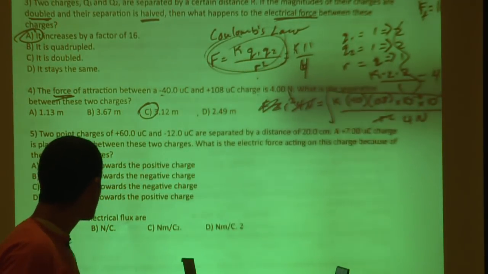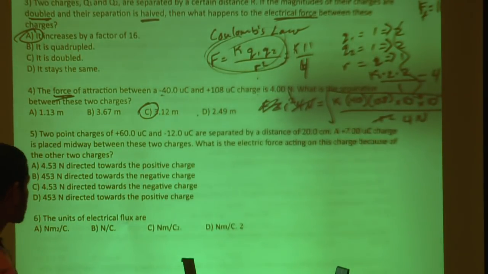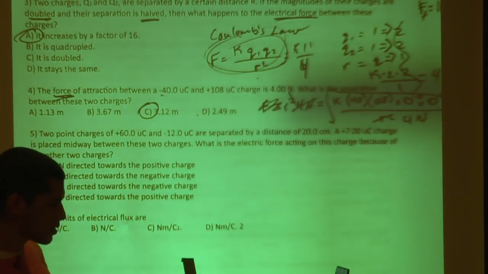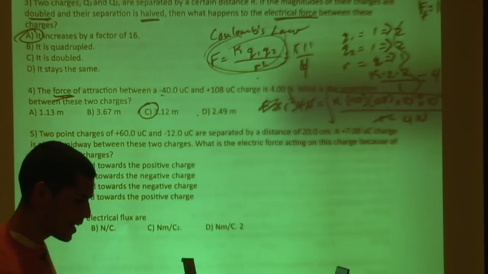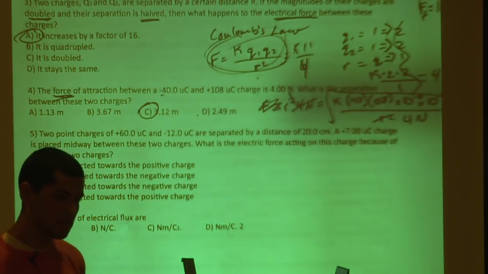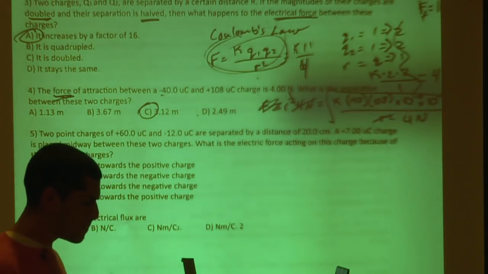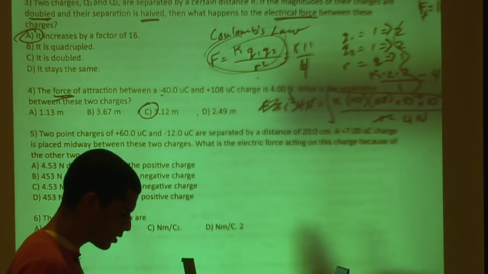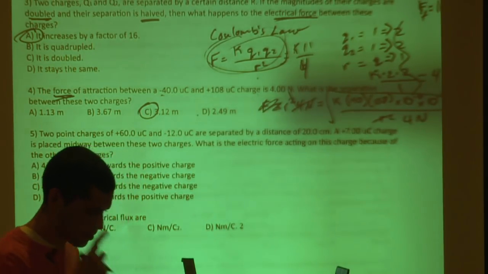So let's see, two point charges of 60 microcoulombs and negative 12 microcoulombs are separated by a distance of 20 centimeters. A positive 7 microcoulomb charge is placed midway between these two charges. What is the electric force acting on this charge because of the other two charges?